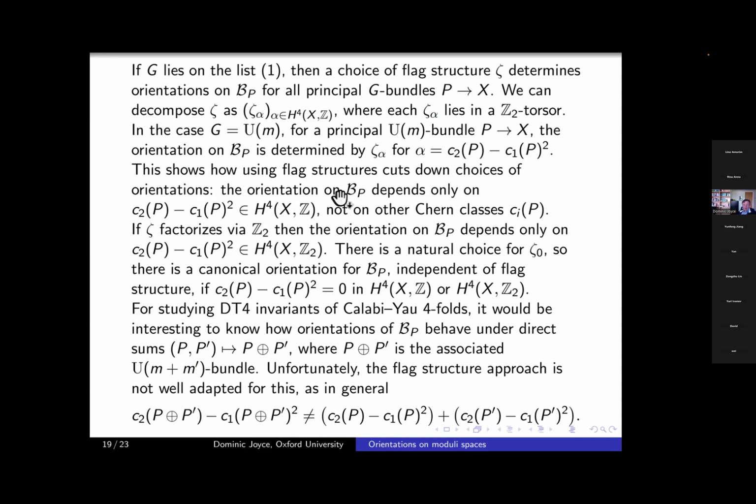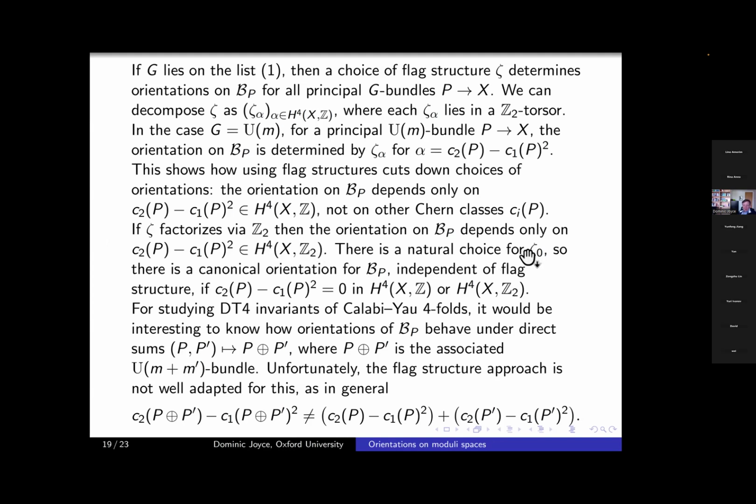So the orientation on BP only depends upon the flag structure data attached to C2 of P minus C1 of P squared, not on the other Chern classes Ci of P. So defining orientations via flag structures is more efficient than just choosing an orientation for each different principal bundle P. If zeta factorizes via Z2, then the orientation on BP only depends upon this thing in the Z2 cohomology group.